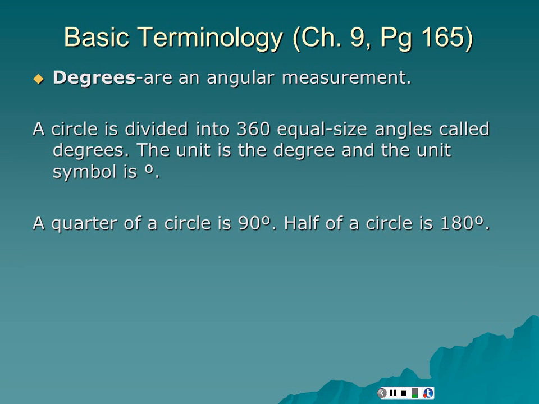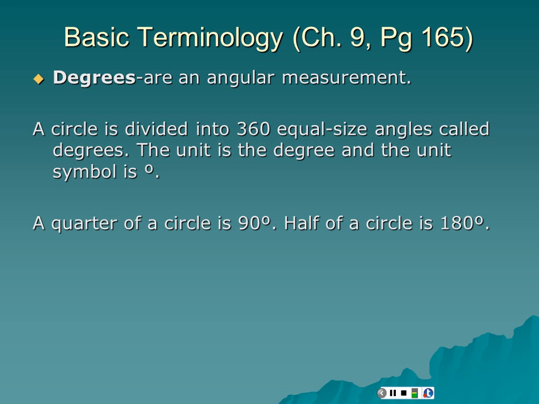To measure the angles of triangles or rectangles, squares, we use degrees. So that is an angular measurement. So if we have a circle divided into 360 equal size angles, that is called 360 degrees. And a quarter of a circle is called 90, half of a circle is 180, something like this.